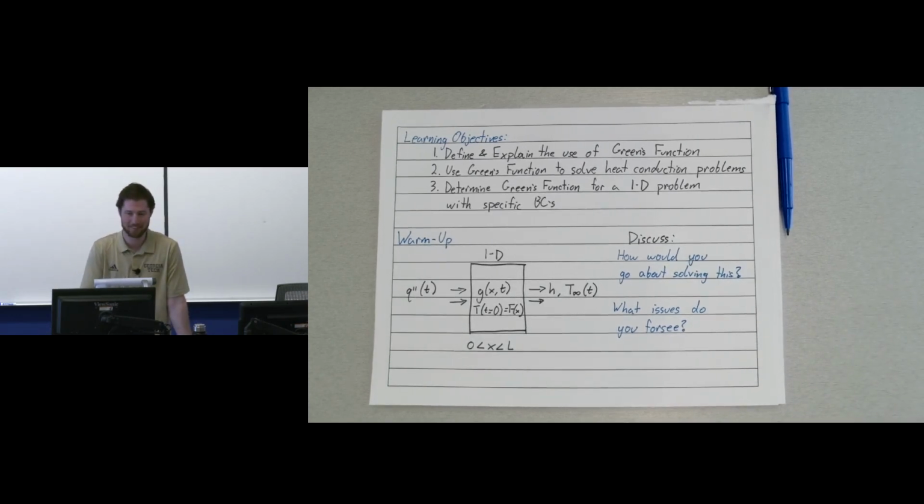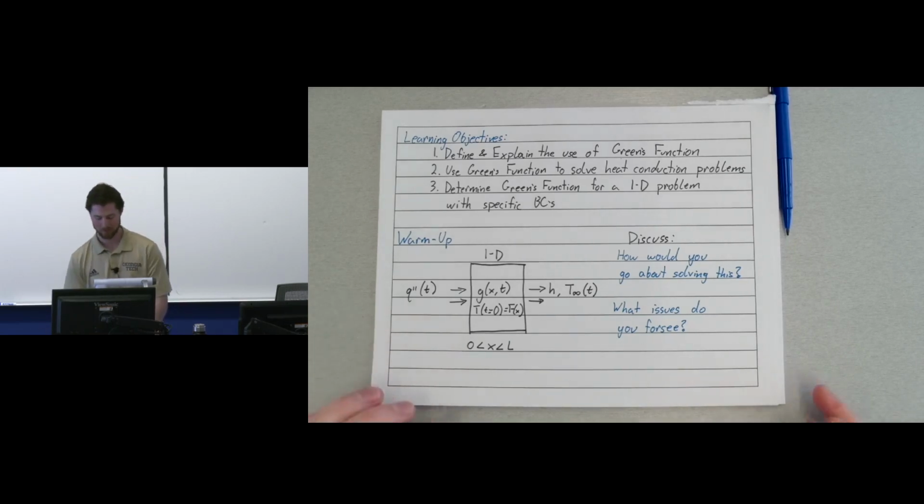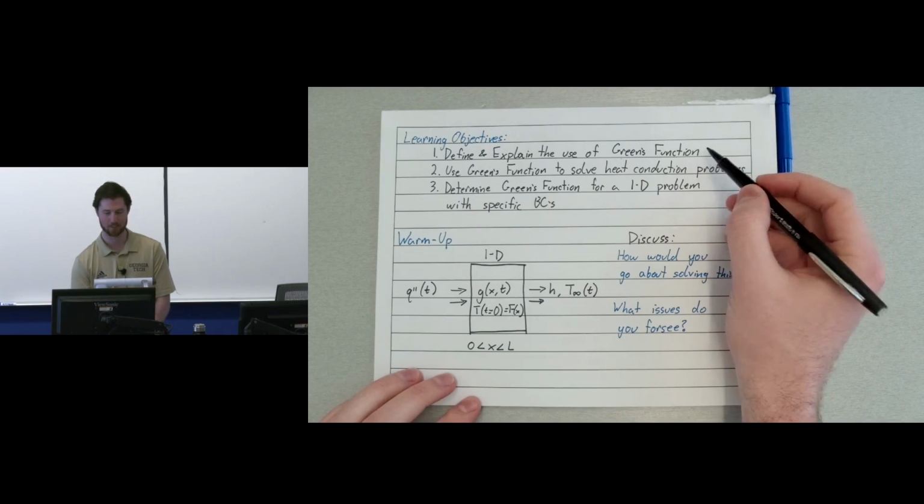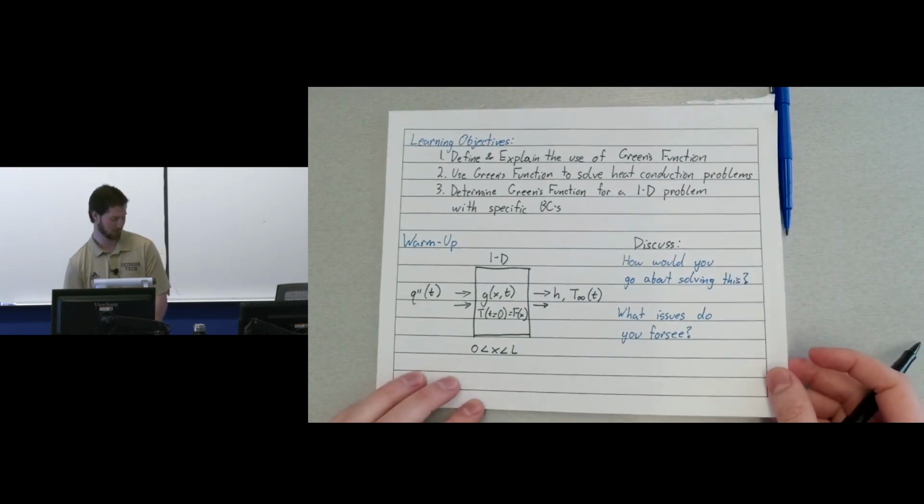Savannah, is it because your heat flux and your convection depend on time? Yes. We haven't dealt with that before, right? So these can't exactly just get our eigenfunctions like we have before. So that's what Green's function today is going to take care of for us.